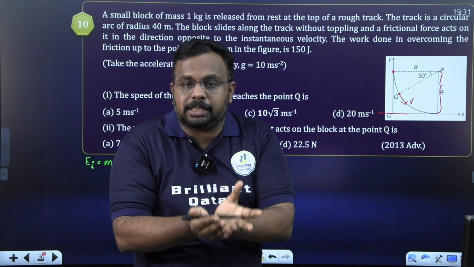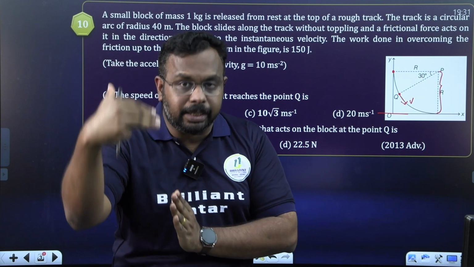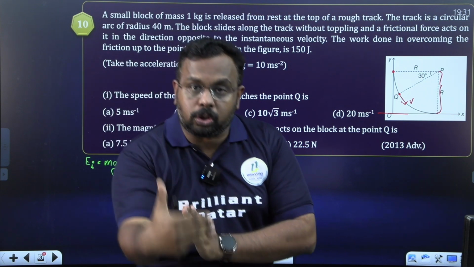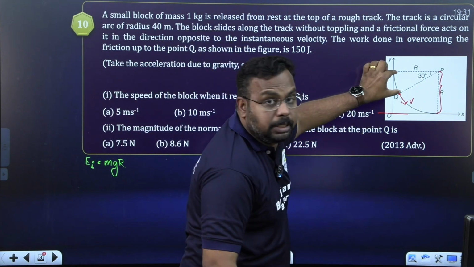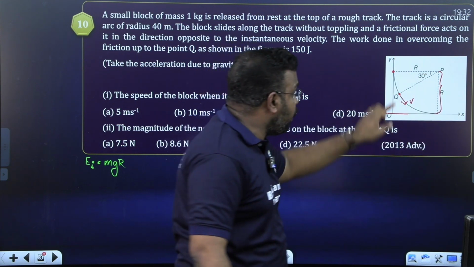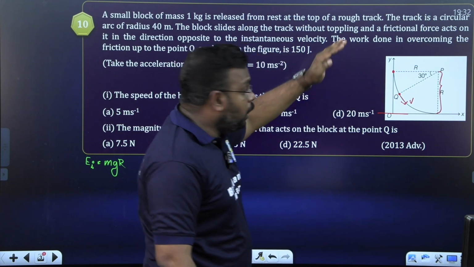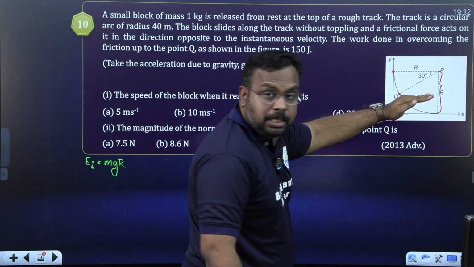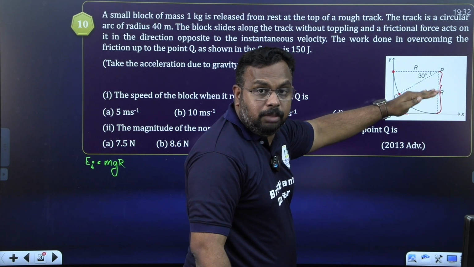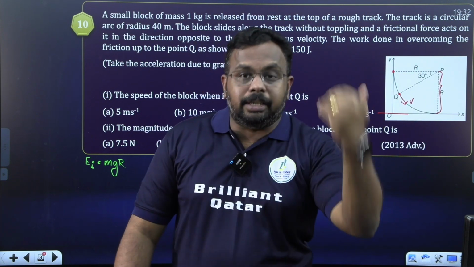That decrease in potential energy will be equal to the increase in kinetic energy. Not only that, some amount of energy is being used to do work against friction. So if you are adding that work against friction, which is given as 150 joule, that 150 joule plus this kinetic energy will be equal to what? The decrease in potential energy.